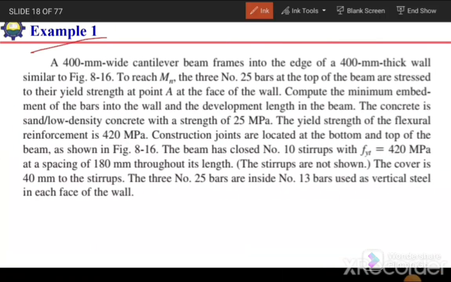This is all for this video. In the next video, we will solve one example related to development of deformed steel bar in concrete under tension.